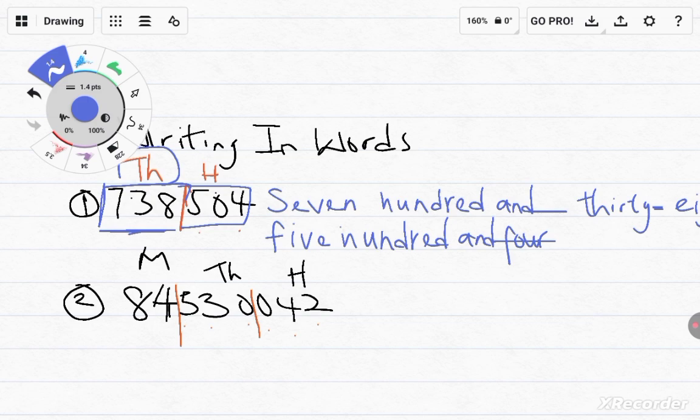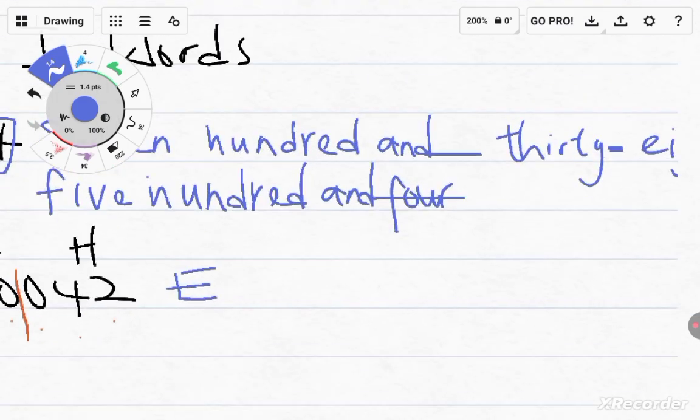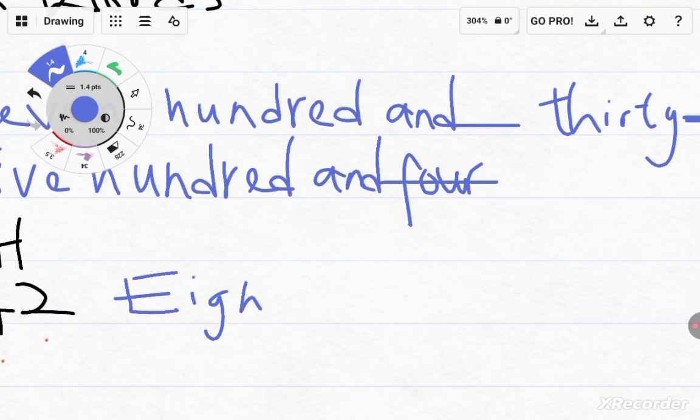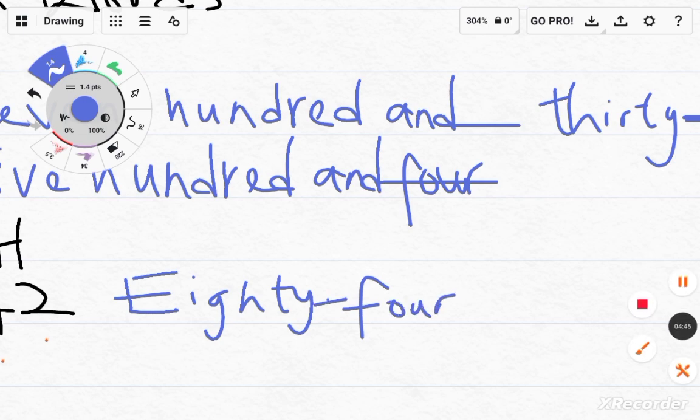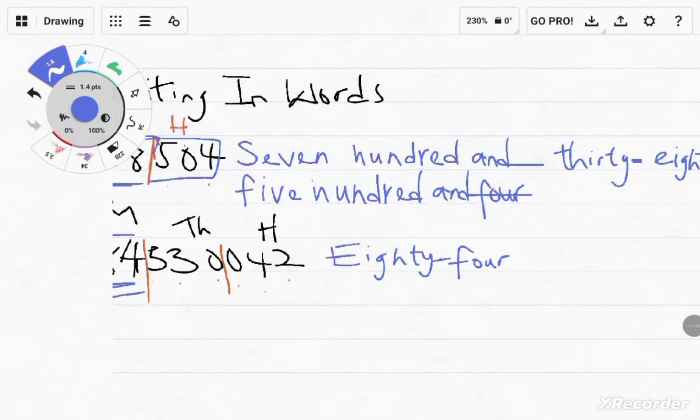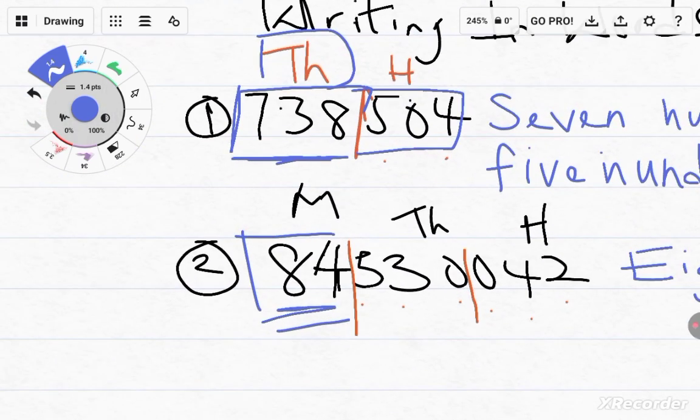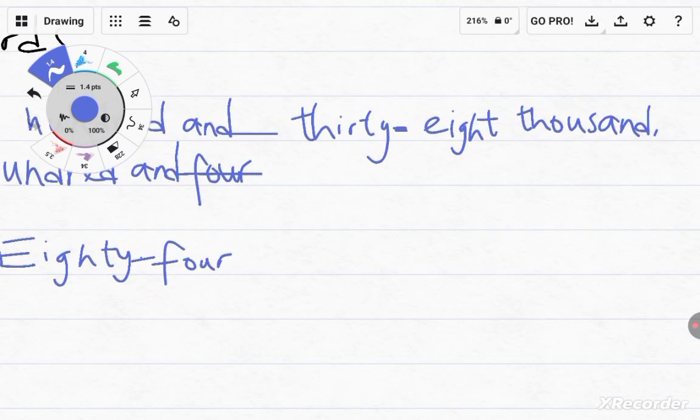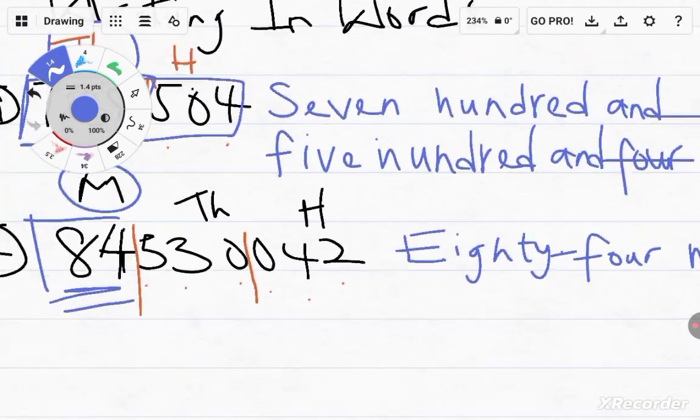So how do you write this in words? You look at each group and find out the number in each group. So from the front, what is the number in the group? 8 and 4. 8 and 4 is what? 84. 84 what? Now, in this instance, you go back and check what is the name of that group. The name of that group is million. So 84 million, comma. Next, you come to the next group.